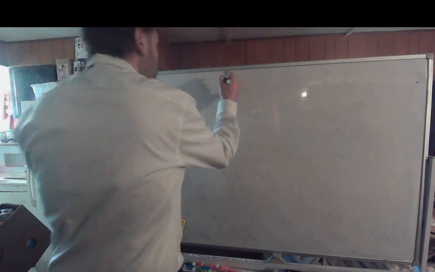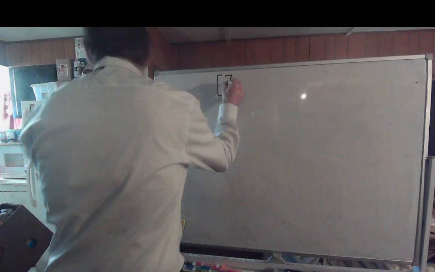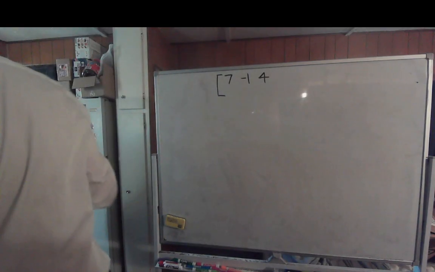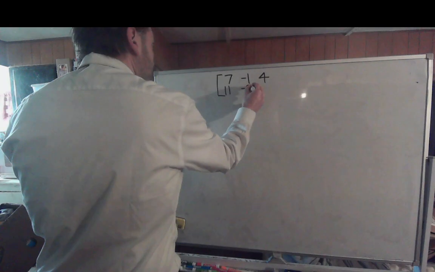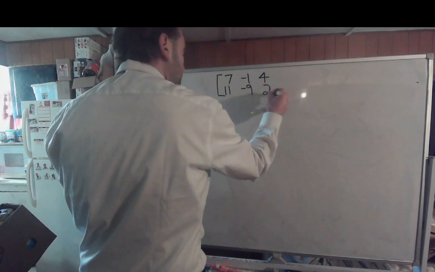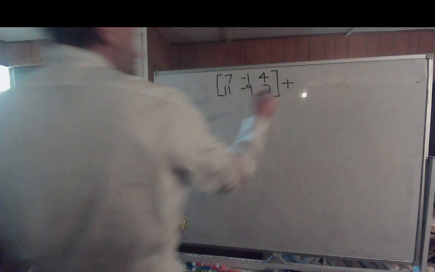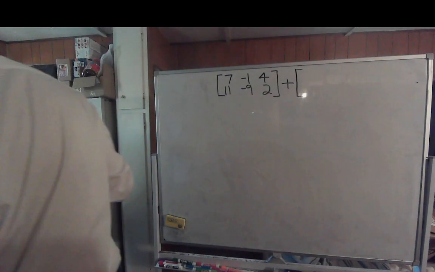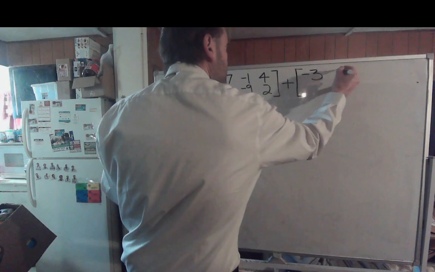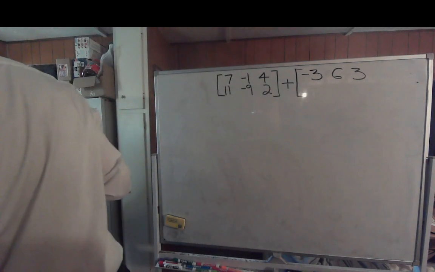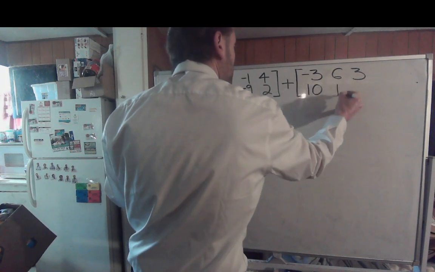All right. What if I took 7, negative 1, 4, 11, negative 9, 2. There's your first matrix, plus the second matrix would be negative 3, 6, positive 3, 10, 1, and negative 5.